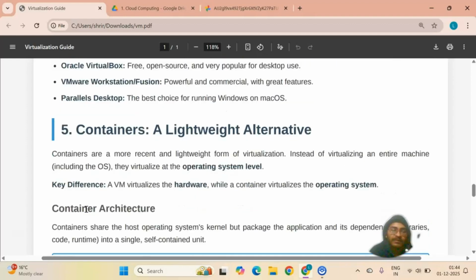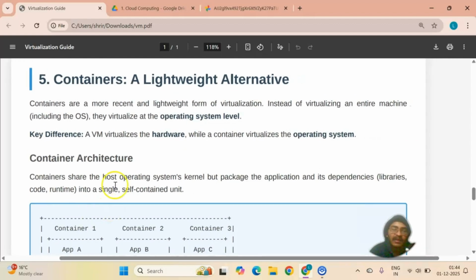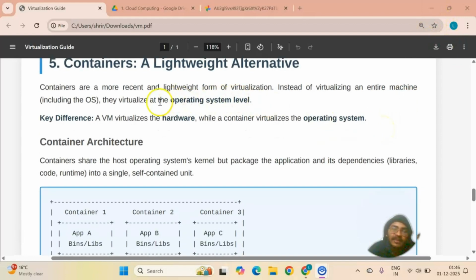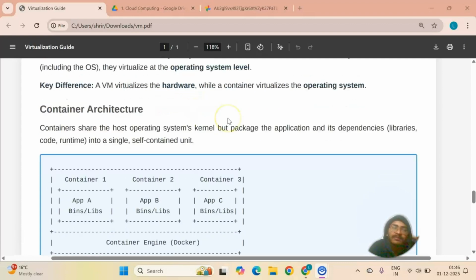Now we will move to the next topic, which is container. So what is a container? It is a lightweight alternative. It is the alternative to a virtual machine. Containers are a more recent and lightweight form of virtualization. Instead of virtualizing an entire machine, including the OS, they virtualize at the operating system level. The key difference is that a VM virtualizes the hardware while a container virtualizes the operating system.